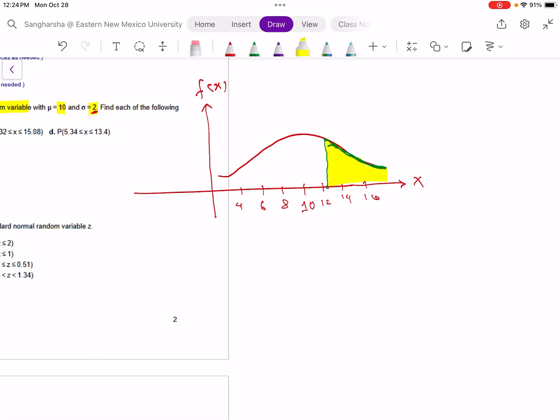Now we need to find the area of this region. How do we find the area of this region? We use the Z table. So if we have a normal probability distribution, what helps us to find the probability? I gave you that handout, the Z table. We will be using the Z table, or we can also use our empirical rule that we had earlier.